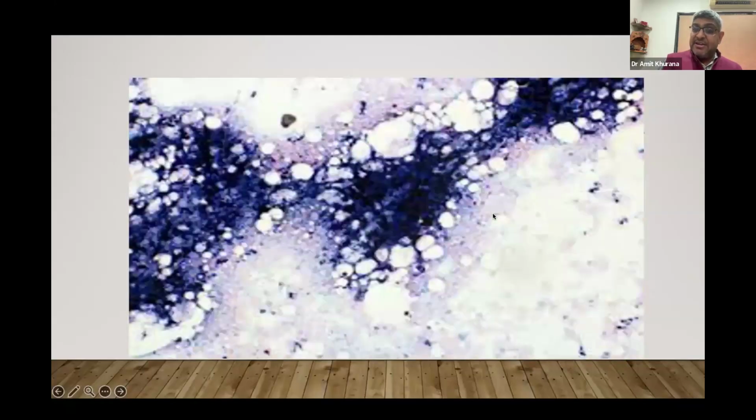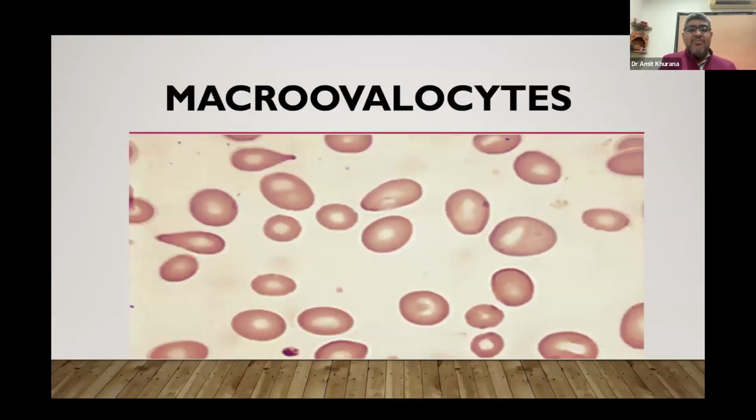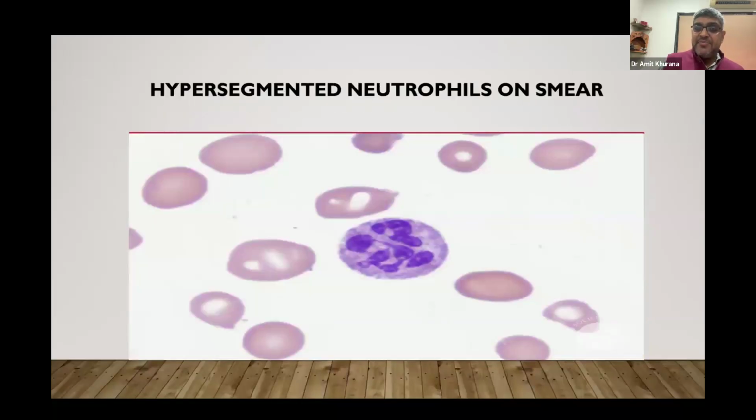Even you can see sometimes ring sideroblasts also in a case of megaloblastic anemia because of the increased iron stores and ineffective erythropoiesis. A very important thing you will not get anywhere else, but only in B12 deficiency, is macro-ovalocytes. And if you're able to get these macro-ovalocytes with hypersegmented neutrophils, you can easily tell your patient has B12 deficiency or folic acid deficiency.